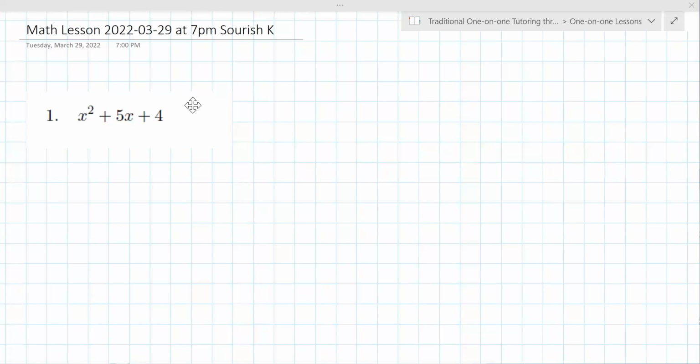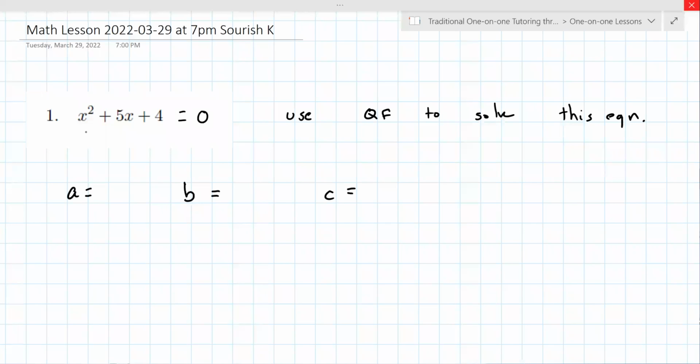All right, so the problem would be something like this. It would say to use the quadratic formula (QF) to solve this equation. There are three values that you need to be able to solve the quadratic equation: A, B, and C. A is the number in front of x squared, B is the number in front of x, and C is the other number.